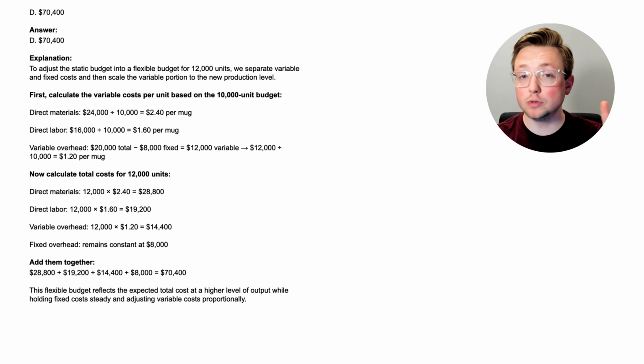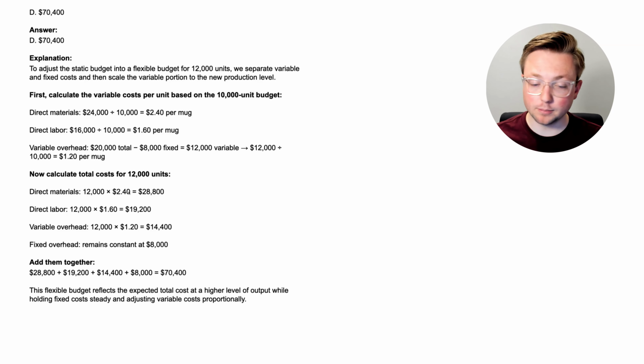So now we can use those variable numbers to calculate the amount for 12,000 units. We take each one individually, or you can even add it up. You can do it two different ways. You can do it one at a time, so 12,000 units multiplied by $2.40, 12,000 units multiplied by $1.60, and 12,000 units multiplied by $1.20, or you could add up each of these first, so $2.40 plus $1.60 plus $1.20, and then multiply it by 12,000. Either way, you'll get the same amount, so 28,800 plus 19,200 plus 14,400. Those are the variable costs, plus the already fixed overhead that's not going to change.